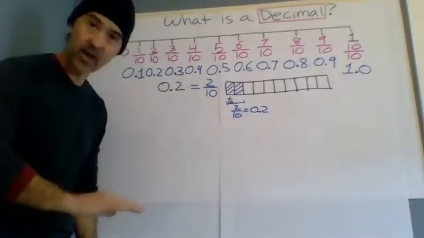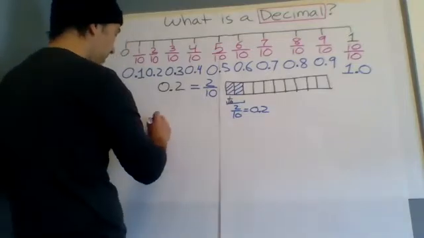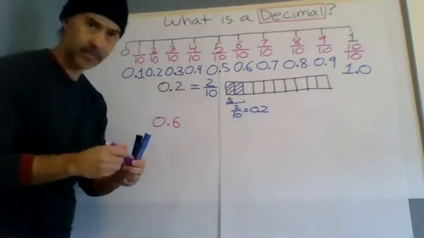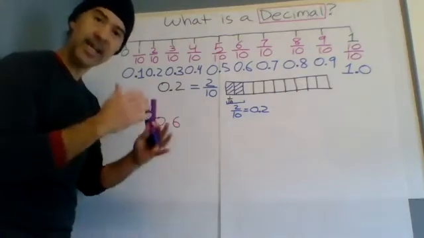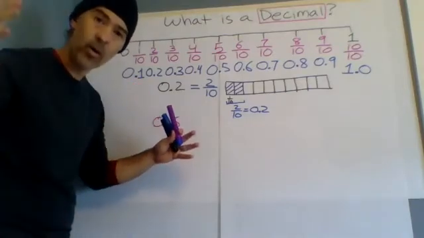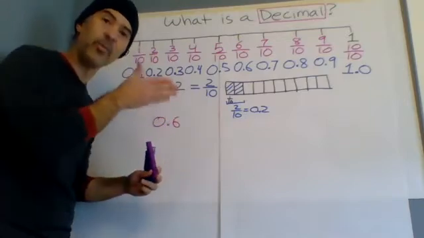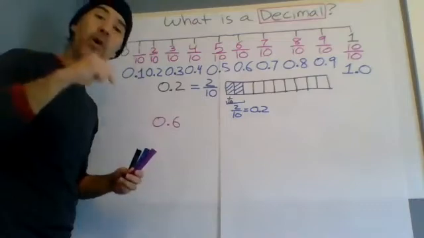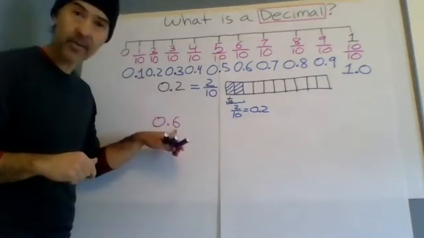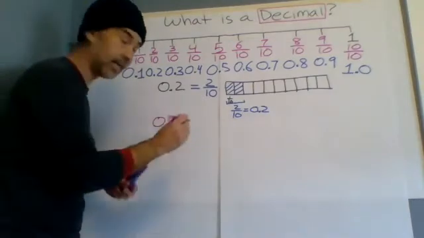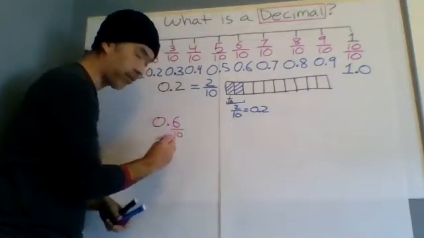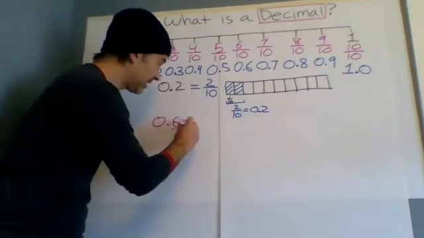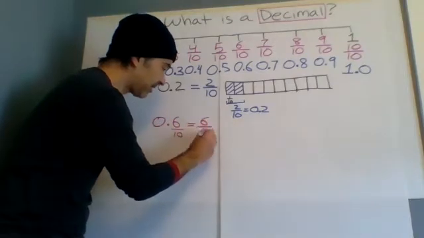Okay, practice another one. I have 0.6. So the decimal tells me every whole is divided equally into 10 parts. So how many parts of the whole do I have? I have 6 parts out of the 10. So 0.6 is the same as 6/10.